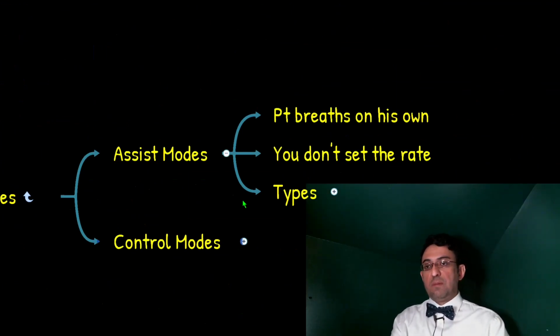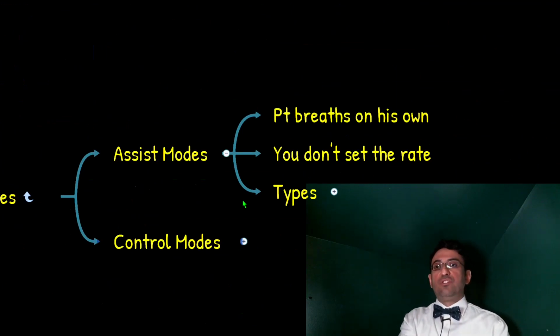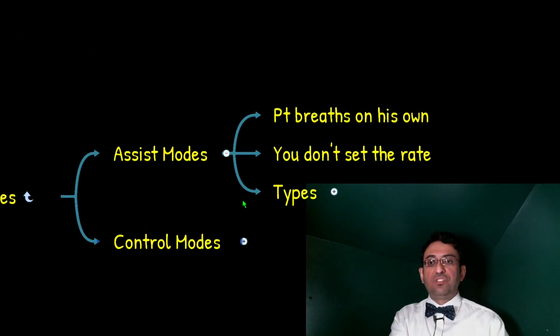What's the most famous examples of this? One is pressure support ventilation, as we described, and the other is assist control modes, which could be volume control or pressure control. So you would see AC/VC or PC.